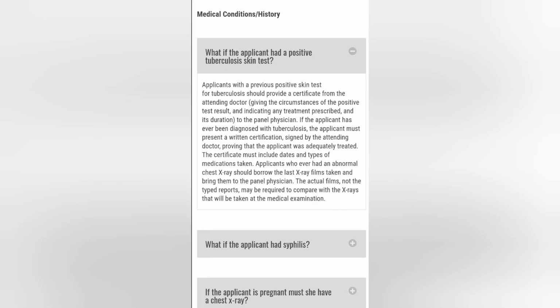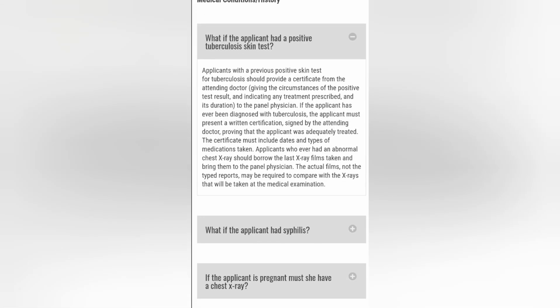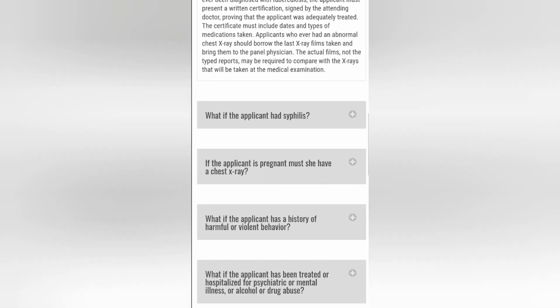If that is still positive, then you have to do an x-ray to confirm if you're not actually positive from the bacteria or not. And then the next question is, what if the applicant had syphilis?